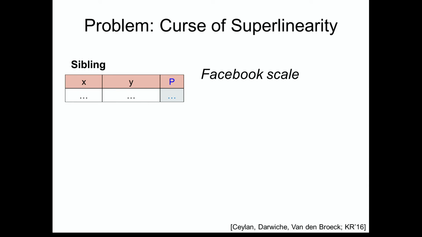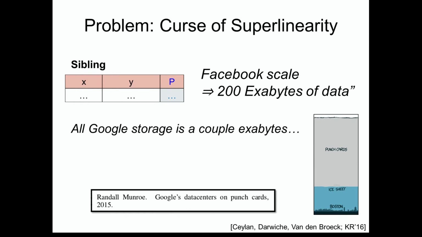If you just have a binary relation at the size of Facebook, so a couple billion people, then to have a real Bayesian belief about every pair of people being siblings, you need already 200 exabytes of data. And how much is this? Well, all of Google's storage is only a couple exabytes, which is this many punch cards above the city of Boston. So 200 exabytes for one table is really a lot of data. And I don't think we can ever assume that we will complete these knowledge bases and that the closed world assumption will at any point in time start to hold.